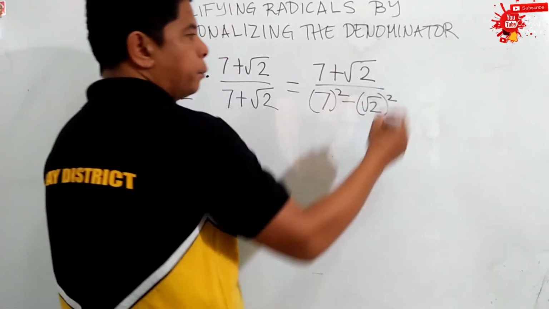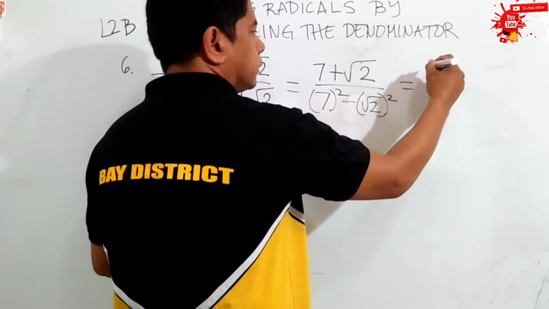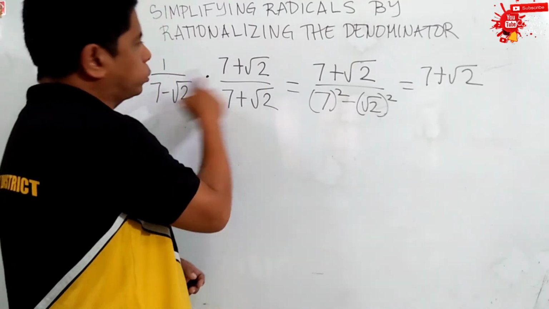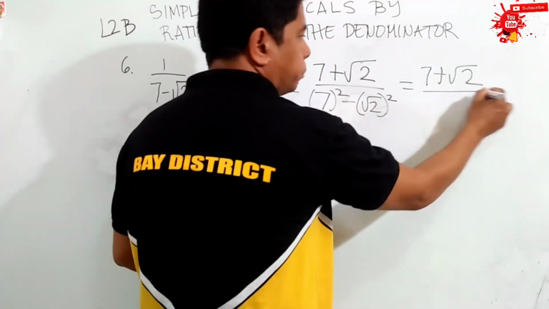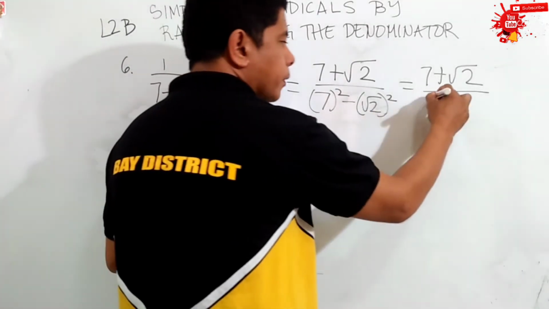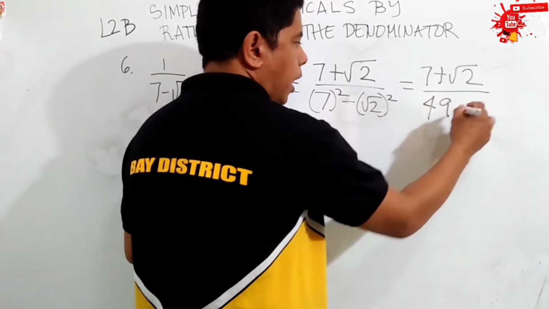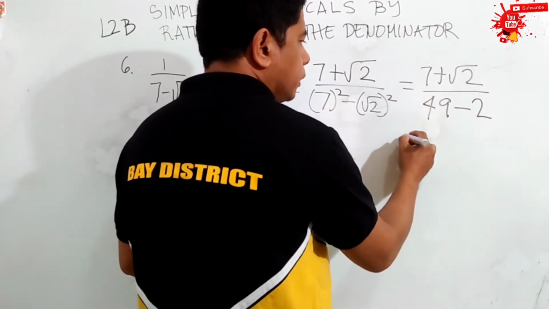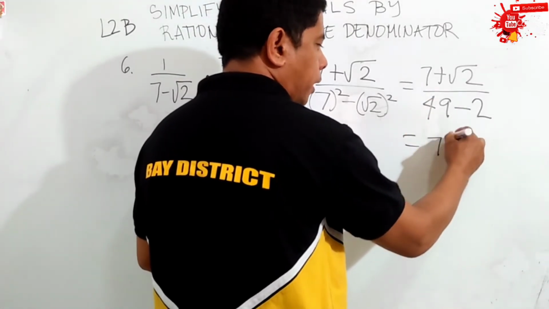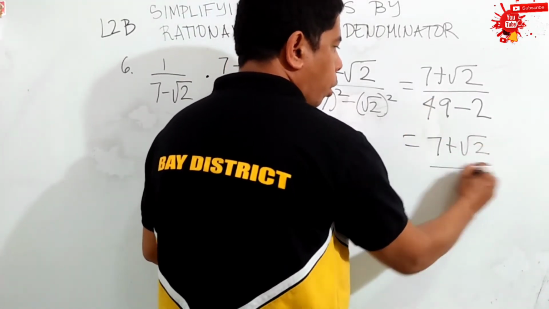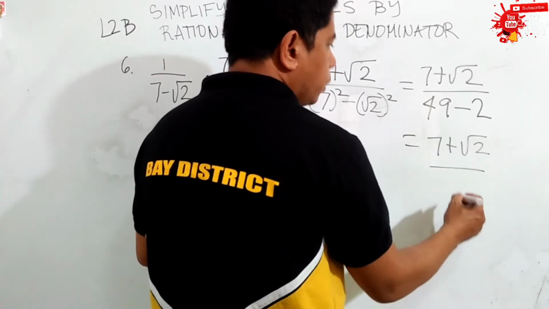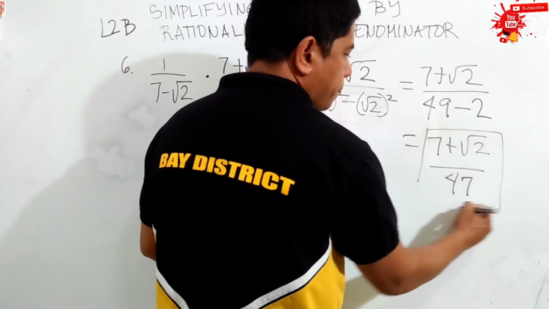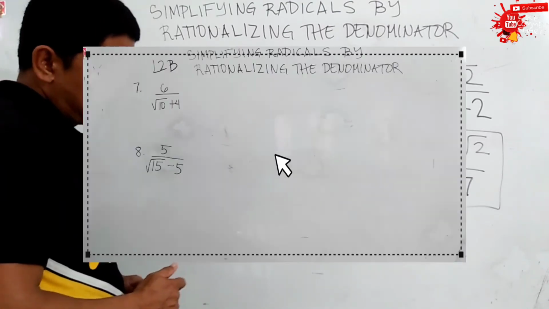Okay? So, tuloy lang po natin. So, we have 7 plus square root of 2. Bakit? Kasi 1 times 7 plus square root of 2 is equals sa 7 plus square root of 2. Then, 7 times 7, 49, minus square root of 2 squared is 2. So, ituloy po natin. We have kopya ng numerator 7 plus square root of 2 over 49 minus 2 equals sa 47. Ito po yung sagot natin sa number 6.